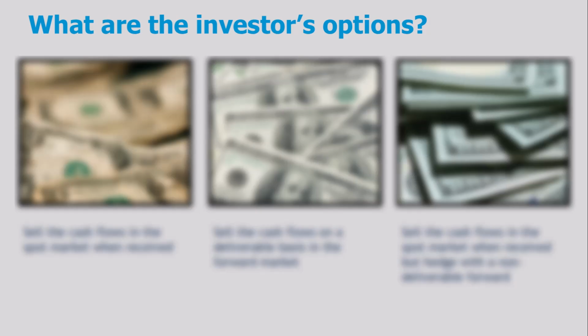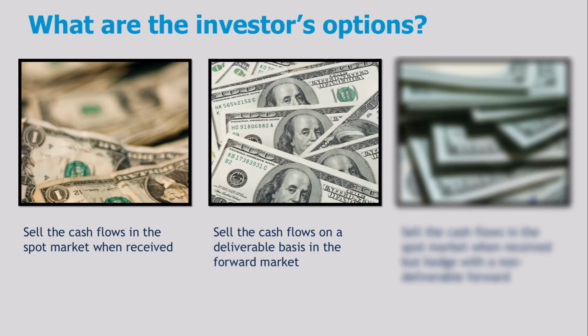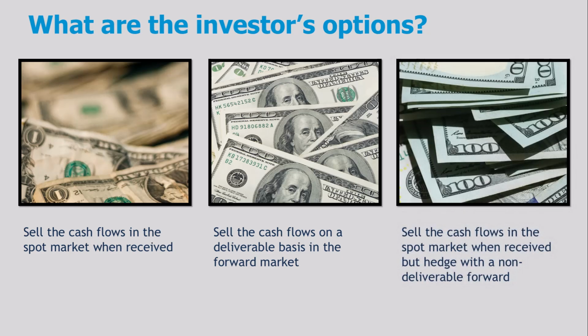So what are their options? First, sell the cash flows in the spot market when required. Second, sell the cash flows on a deliverable forward basis. Third, sell the cash flows on the spot market, but hedge the change in the foreign exchange rate with a non-deliverable forward.